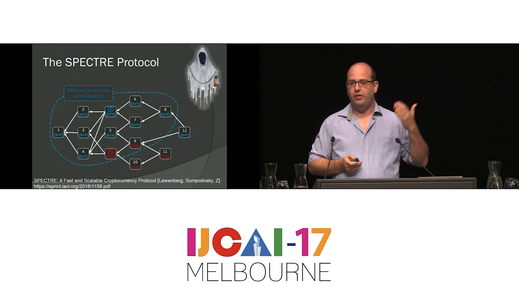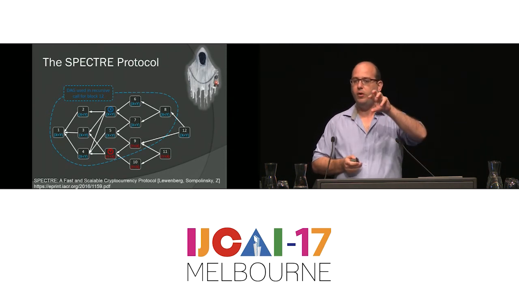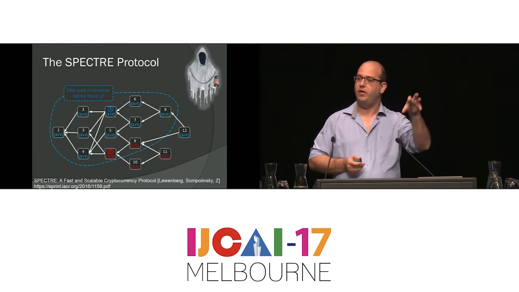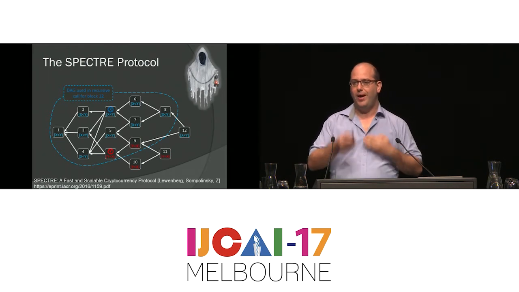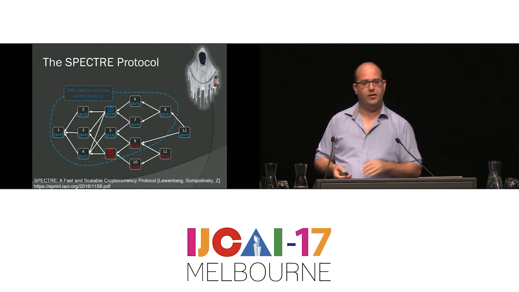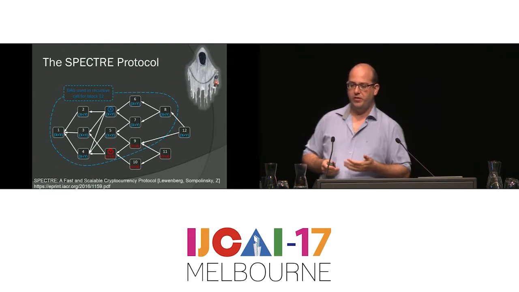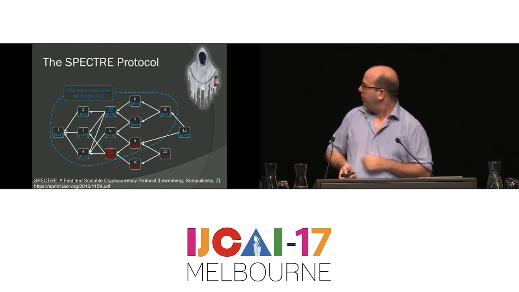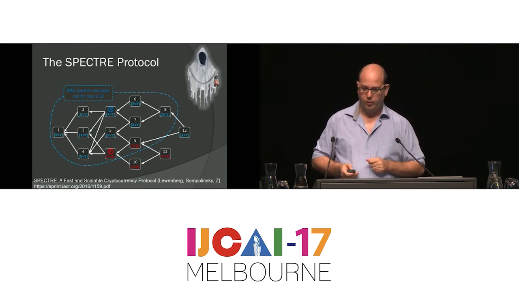What Spectre does is actually recursive voting. Every block runs a voting procedure on its predecessors and then copies their vote, in some way trying to amplify the votes of everyone that came before it, trying to reach consensus again. I won't go into the details. You can read the paper or find it on my website if you want.